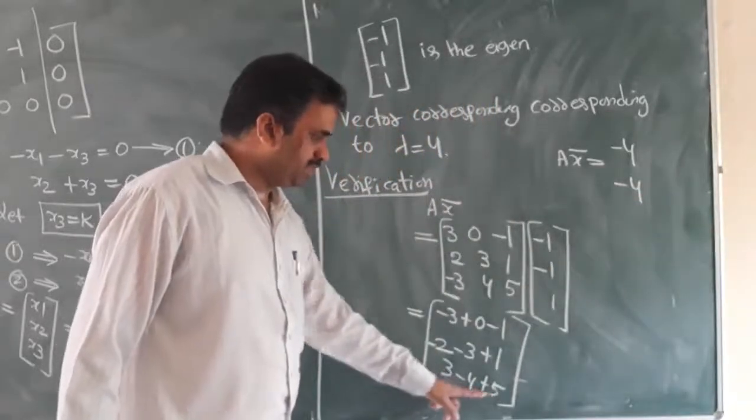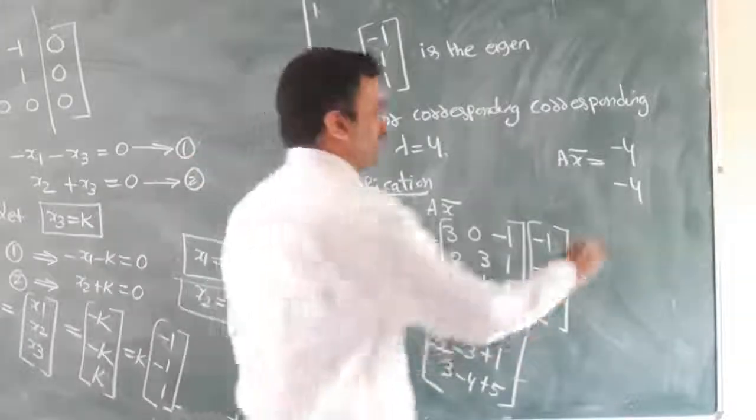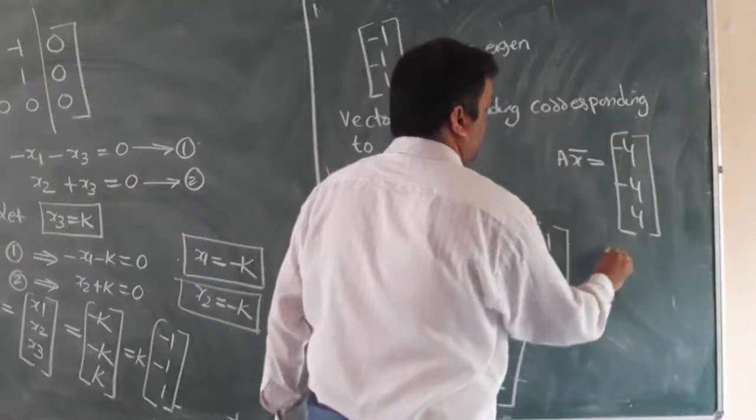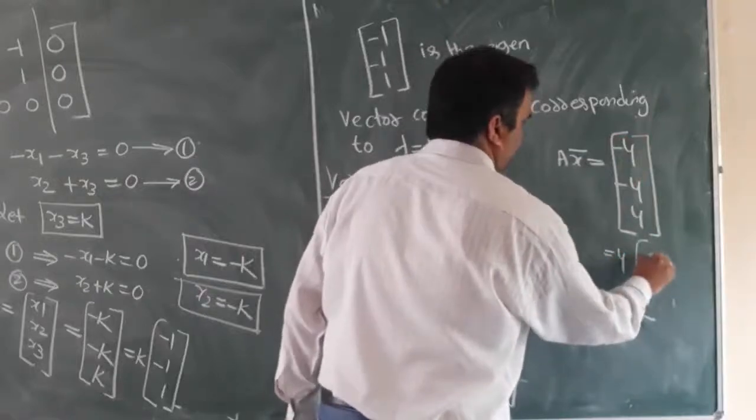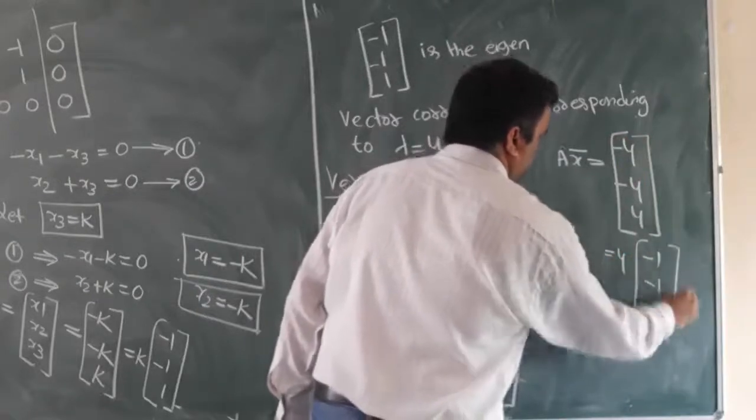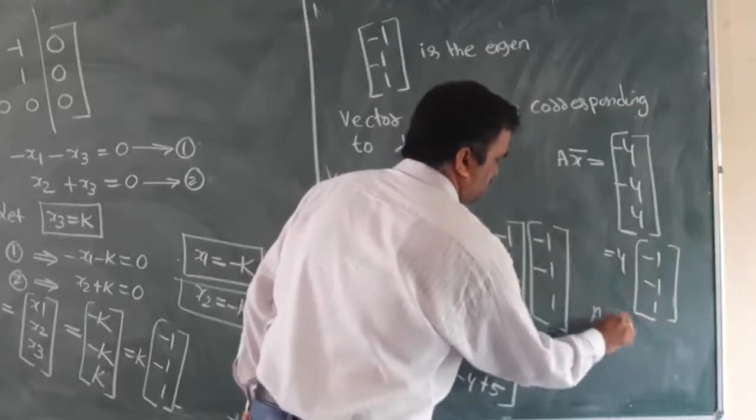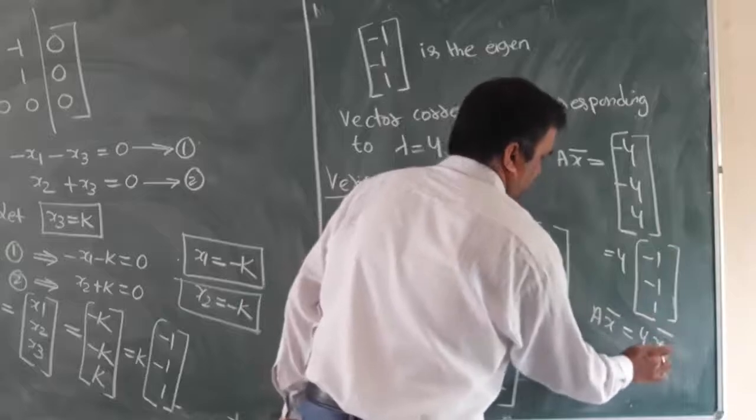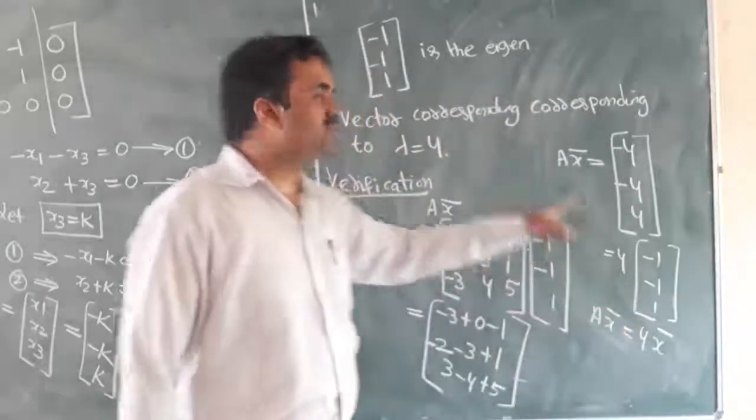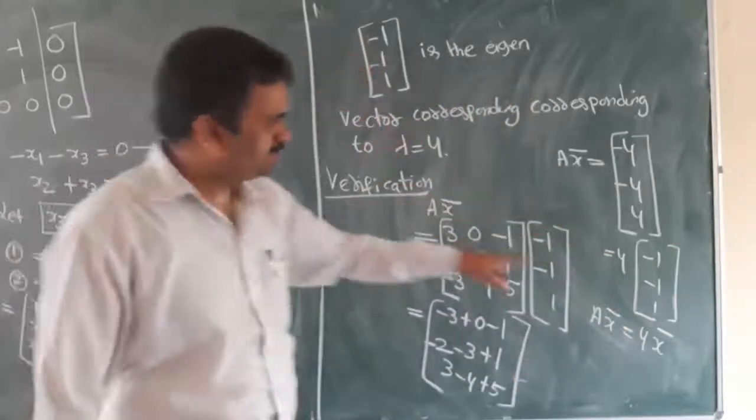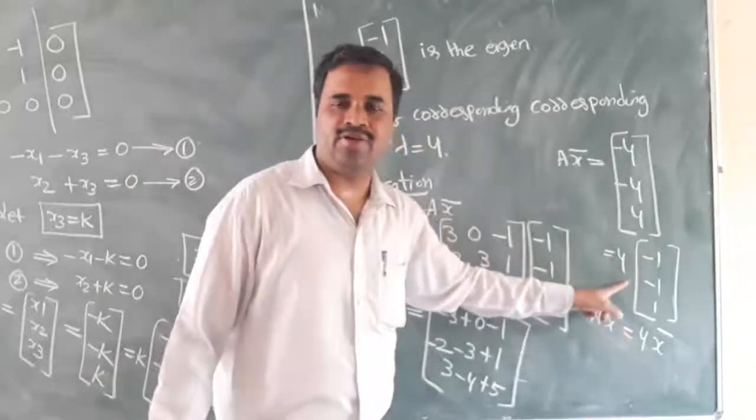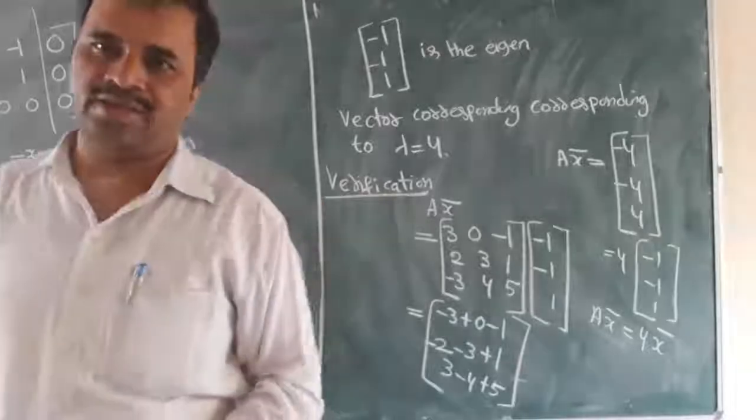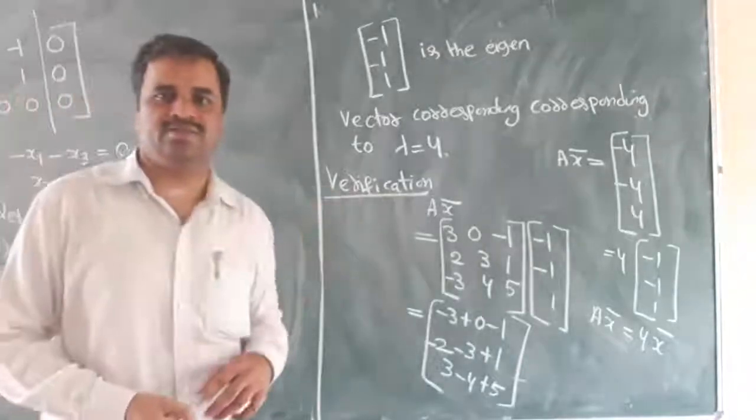3 plus 5 is 8, 8 minus 4 is 4, and I can take 4 common, simply getting minus 1, minus 1, 1. So simply Ax bar is equal to lambda x bar. It's correct. We have already seen that x bar is equal to minus 1, minus 1, 1, and lambda equal to 4 is satisfied. So the vector we calculated for lambda equal to 4 is correct.